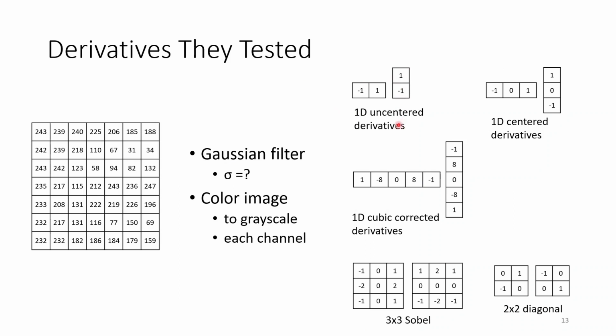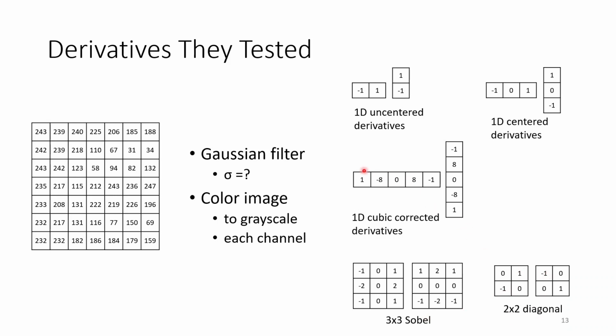The first one is the one-dimensional uncentered derivatives. So there are two derivatives: this is for the horizontal axis, and another is for the vertical axis. The other possible choice is the one-dimensional centered derivative, like this. And this is the one-dimensional cubic-corrected derivative. And the Sobel filter, you saw it in lecture 203, okay? And it's a 2x2 diagonal filter.